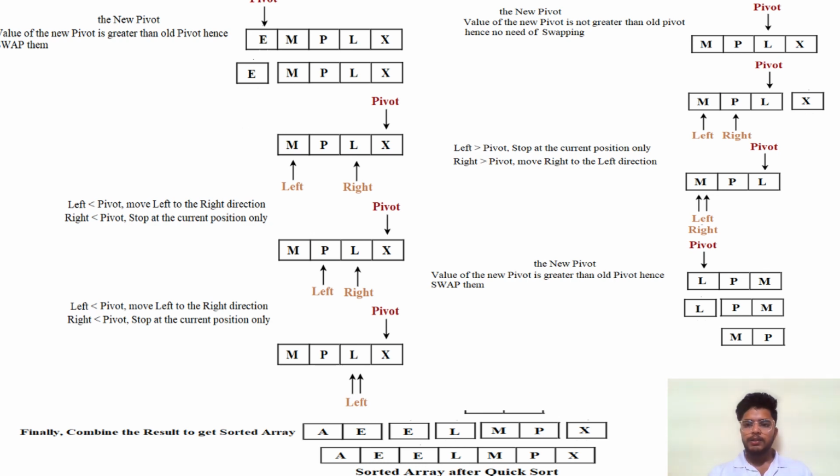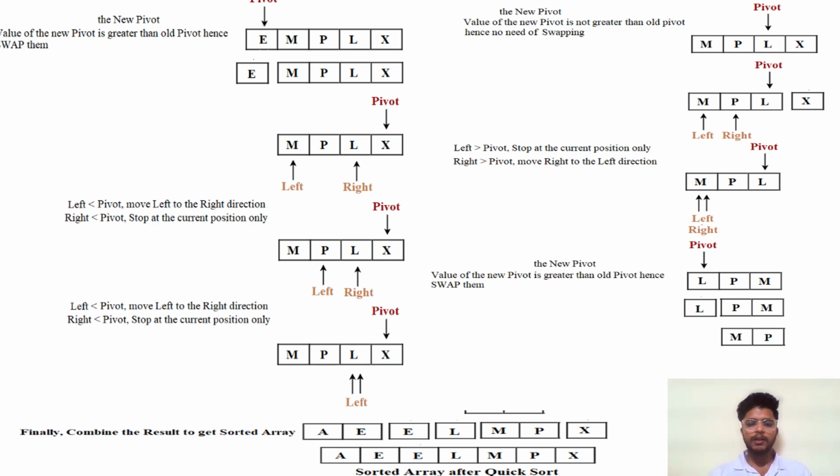Then L acts as a pivot, where M is on the left and right. The pivot becomes L, then LPM, where the remaining elements are M and P. Finally, combining the results so as to get the sorted array, it is written as AEELMPX.